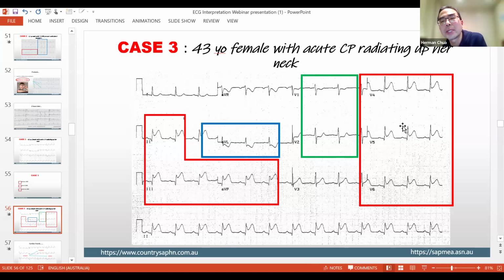But don't forget about the others as well. You see ST elevation in V4, V5, V6. This is representative of the lateral leads, so there is a lateral involvement as well. Remember, inferior and lateral, they're friends. What other friends do they have?